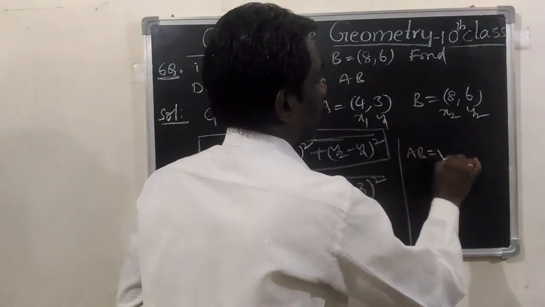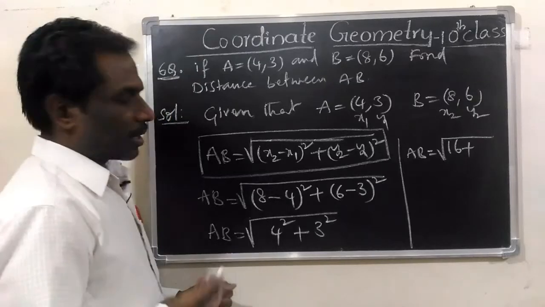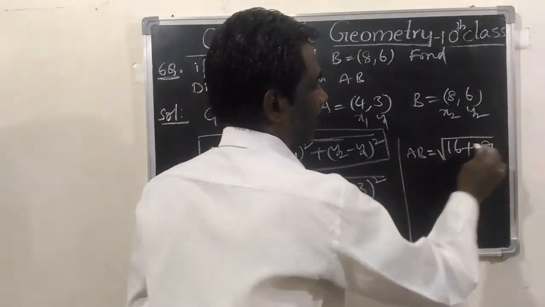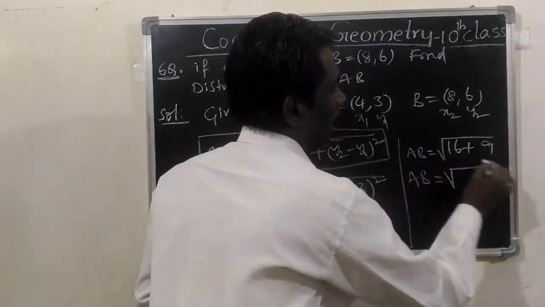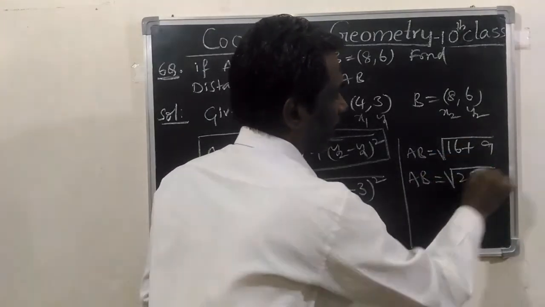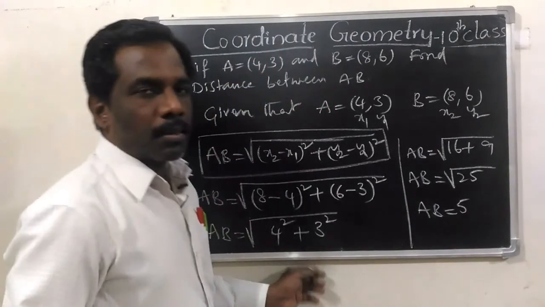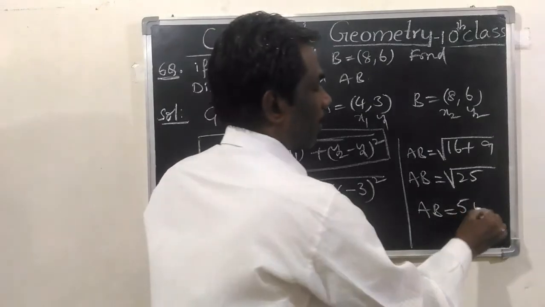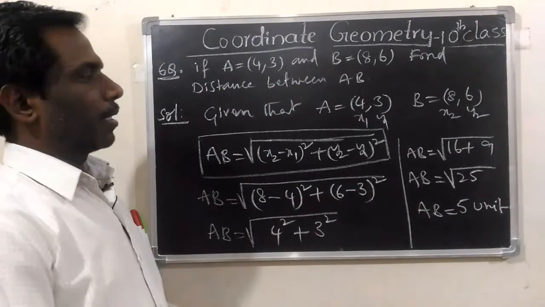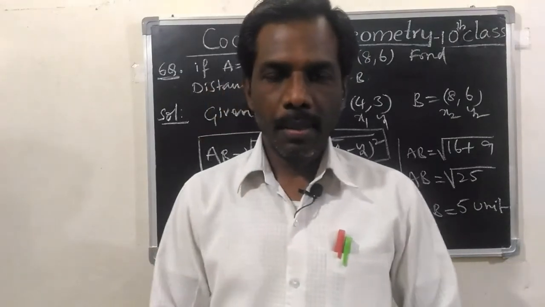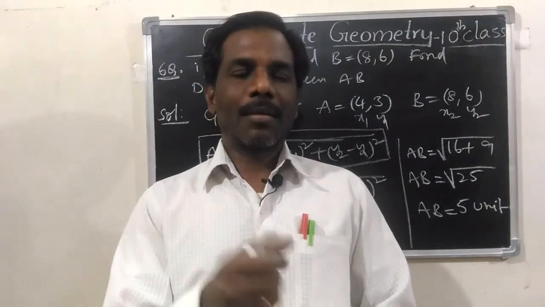AB is equal to under root of 4 square is 16, because 4 times 4 is 16, plus 3 square is 9. 3 times 3 is 9. Now add 16 and 9. If you add these two, we get 25. Now AB is equal to root 25, which is 5. Therefore, the distance between AB is 5 units. Now, I give you this type of problems in the description.